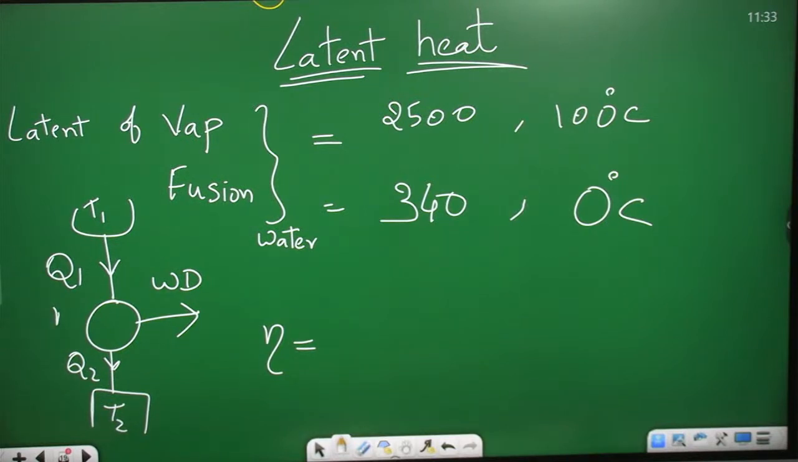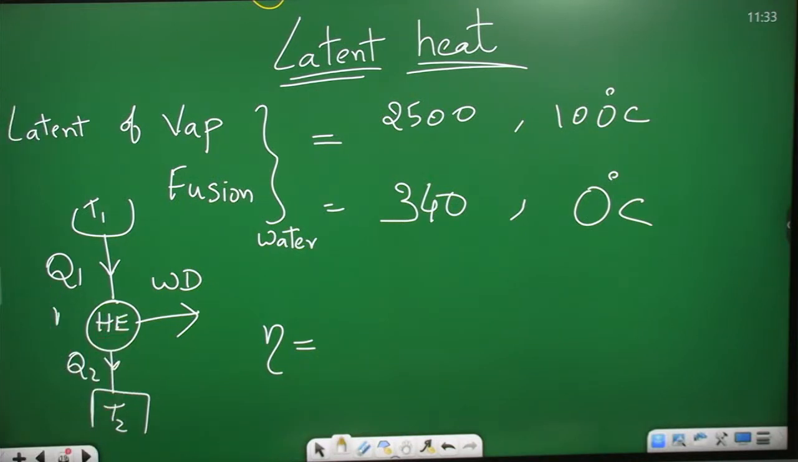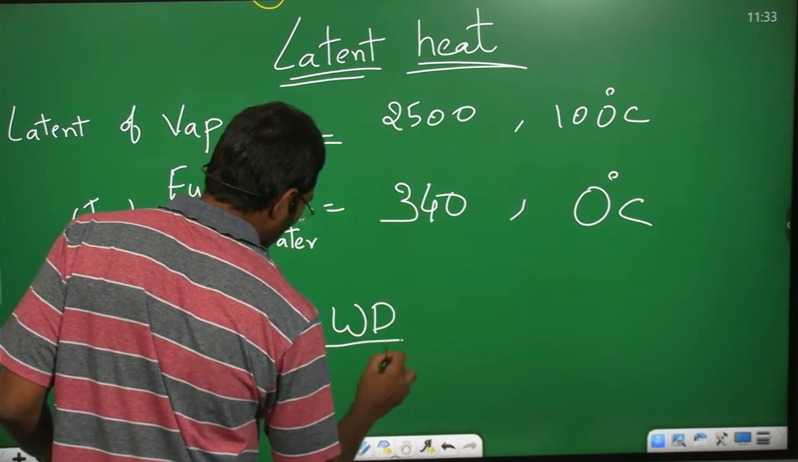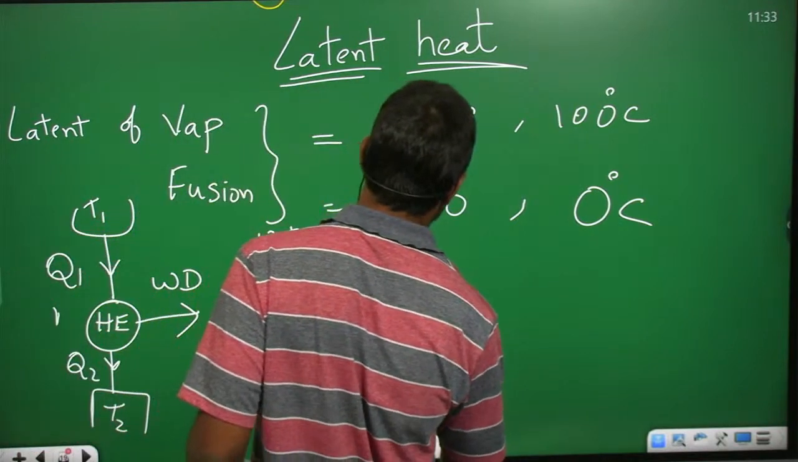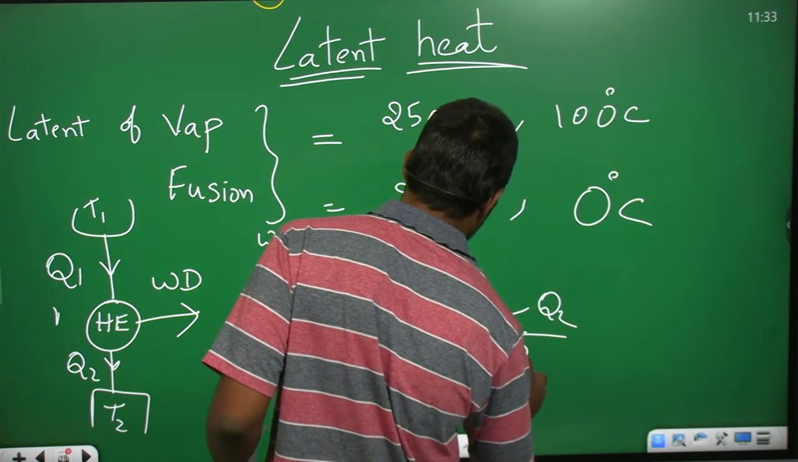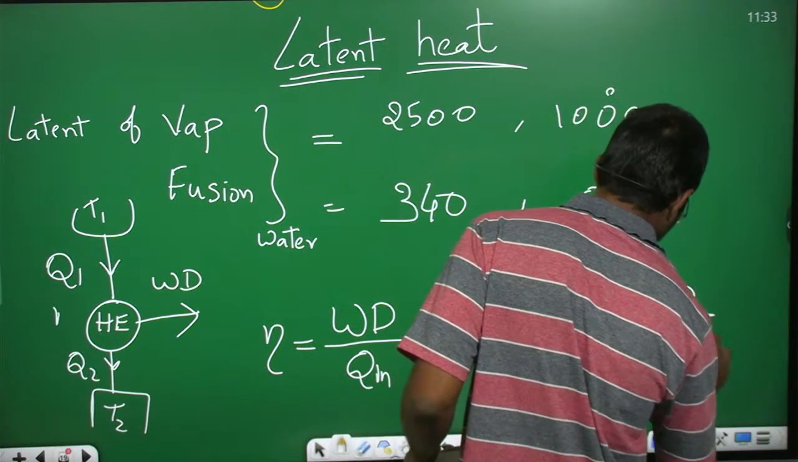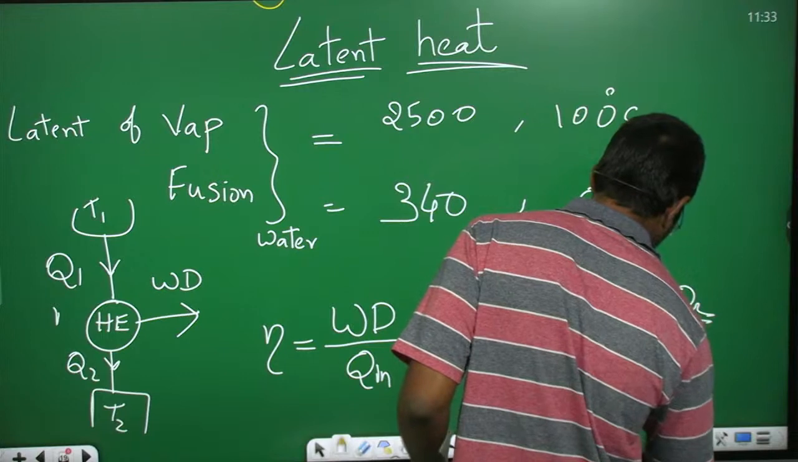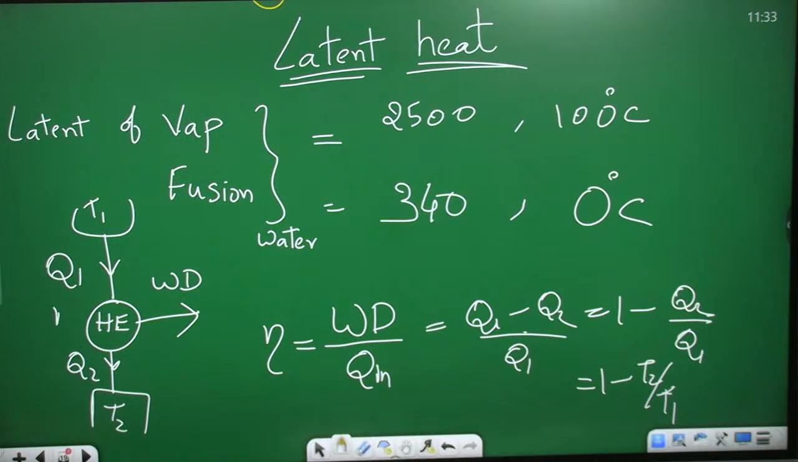So what is this heat engine? See, what is efficiency? Work done by heat supplied, right? What is work done? Q1 minus Q2 by Q1. Nothing but 1 minus Q2 by Q1, 1 minus T2 by T1. So that's how we try to look at the heat engine.